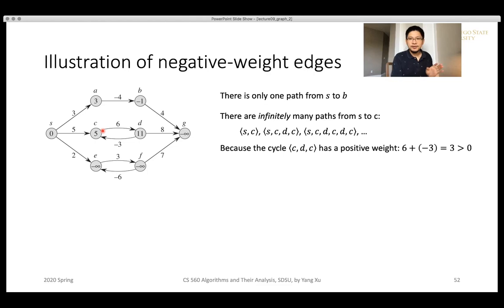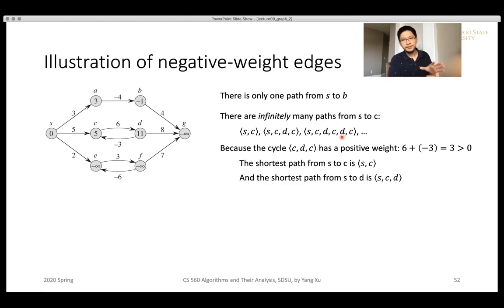So the path S, C, D, C with a lot of cycles is not the shortest path, because the cost increases if we go through multiple times. Therefore the shortest path from S to C is just the direct edge from S to C, not including any cycles from C to D to C. And another inference is that the shortest path from S to D is also S to C to D, a direct connection, but without any cycles connecting back to C and then to D. The main reason is what we just said, because the cycle has a positive weight.